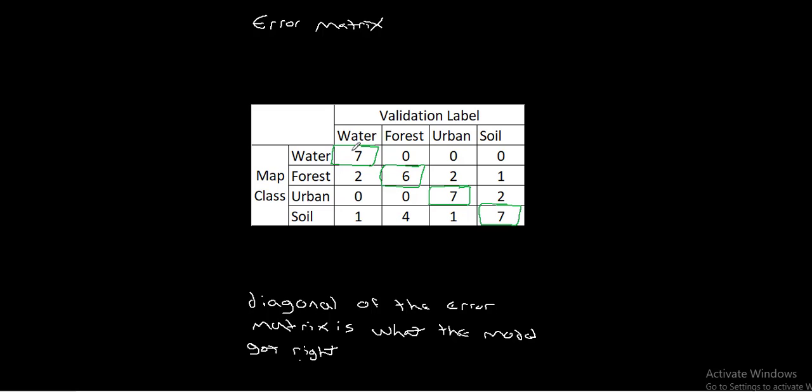So let's talk for a second about what we can do with the numbers we have here. Well, the first thing we could do is just add up all of the numbers, right? So if we do that, 7 plus 2 plus 6 plus 7 plus 2 plus 1 plus 2 plus 1 plus 4 plus 1 plus 7, the total number of validation data, in this case we would get 40. Right, this is the sum of all cells.